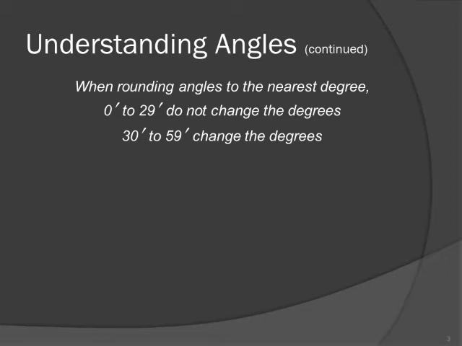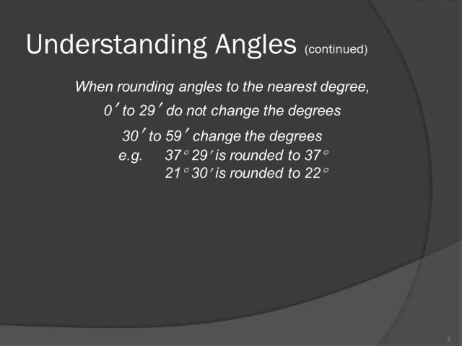So the 30 minutes is half of the degree. So anything that has minutes of 30 to 59, you change the degrees. So in our first example, 37 degrees 29 minutes is rounded to the nearest degree to be 37 degrees. Whereas 21 degrees 30 minutes is rounded to 22 degrees because the 30 minutes is past halfway.